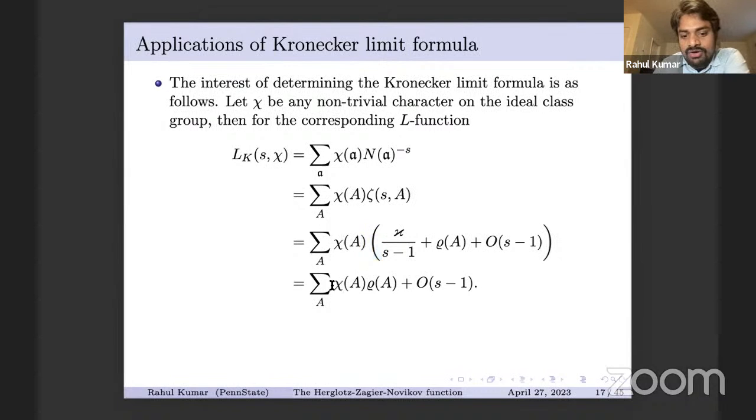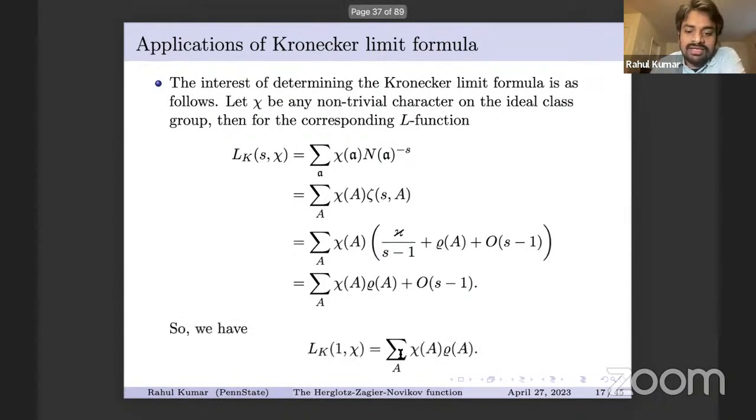So we now have just this finite sum of chi of A and rho of A, and then this big O of s minus 1. And then you take s equal to 1. So your L(1, chi) is nothing but this finite sum of chi of A and rho of A. All of the other terms will be gone, right? So if you want to evaluate this L function at s equal to 1, we have to have this Kronecker limit formula. Evaluating that L function at s equal to 1 actually reduces to finding a closed form expression for the Kronecker limit formula.